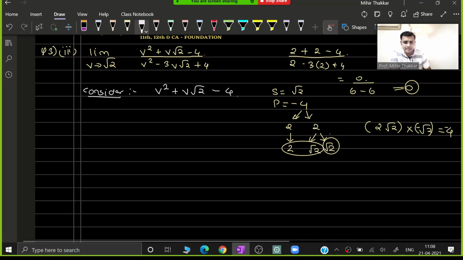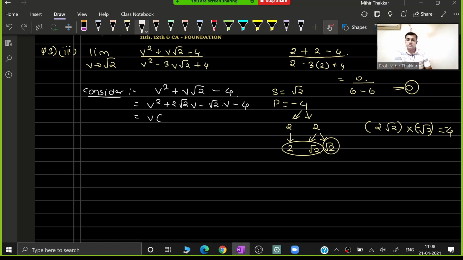So I will write this as v square plus 2 root 2v minus root 2 into v minus 4, which I can write as v is a common value. So I will get v plus 2 root 2 minus root 2 into bracket v plus 2 root 2. So what do I get? v minus root 2 into v plus 2 root 2. So guys, that's about your numerator.